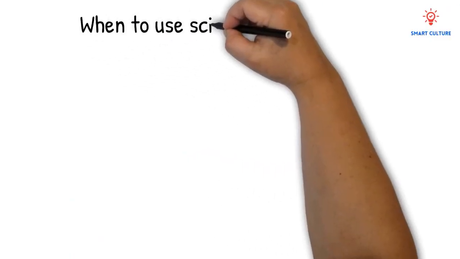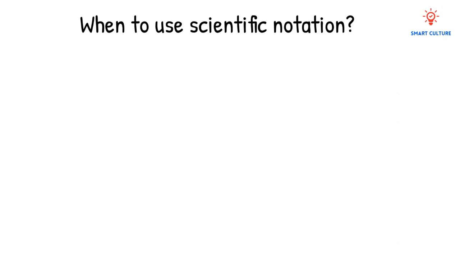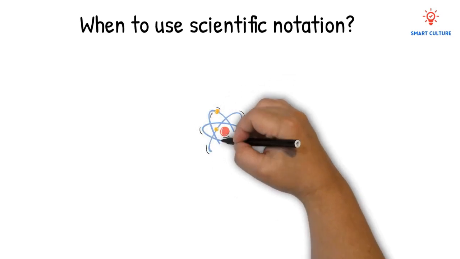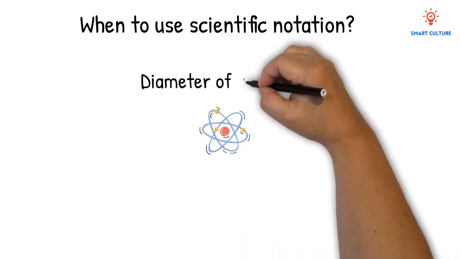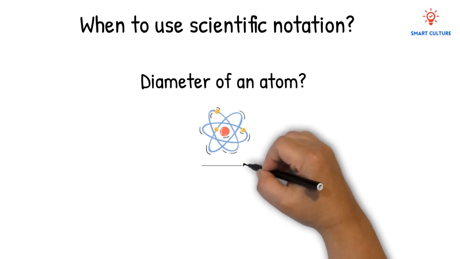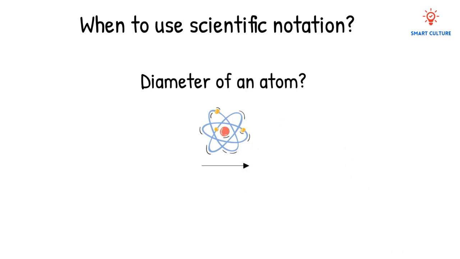In this video, we will look at some practical examples of scientific notation. When will you use scientific notation? Well, when you want to look at an atom and you want to work out the diameter of an atom. Atoms are minuscule, tiny, tiny, tiny. You can't even see them with your own eye.